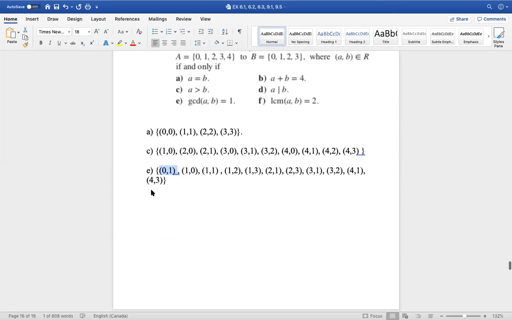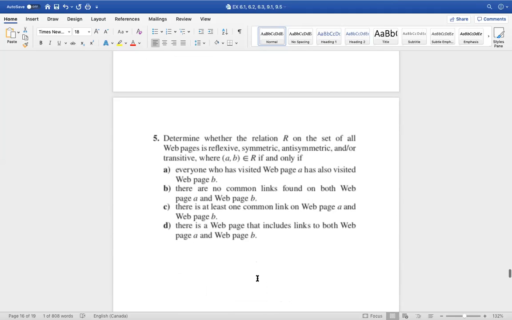Okay, all right, let's move on to the next one then. So this question number 5 here: determine whether the relation on the set of all web pages is reflexive, symmetric, anti-symmetric, and or transitive, where AB belongs to R if and only if everyone who visited web page A. So here we will just have to write down whether it's a reflexive, symmetric, anti-symmetric, or transitive relation. So I'm just going to write down for you guys.